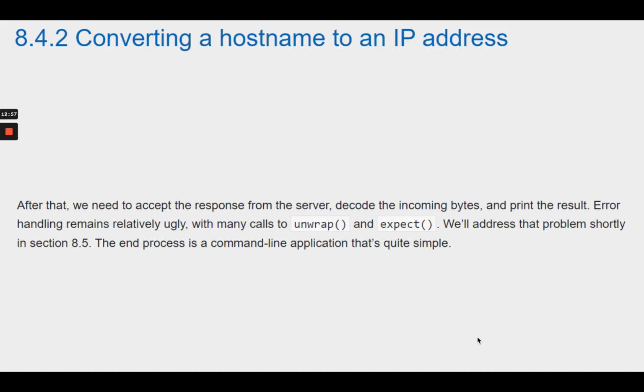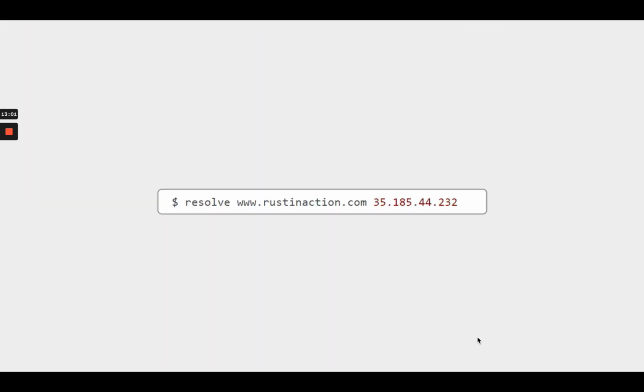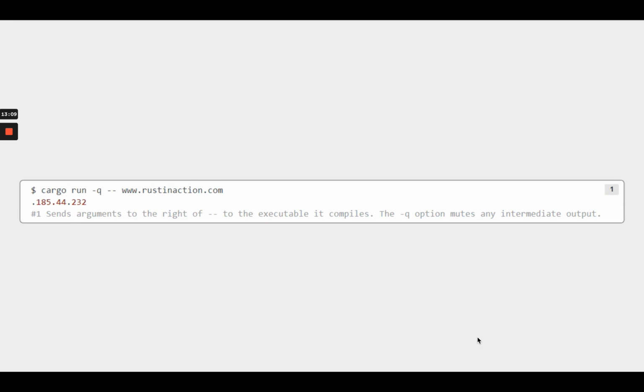The end process is a command line application that's quite simple. Running our Resolve application involves a little ceremony. Given a domain name, it provides an IP address. Listings 8.8 and 8.9 are the project's source code.